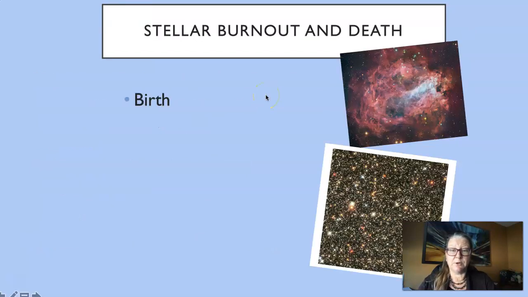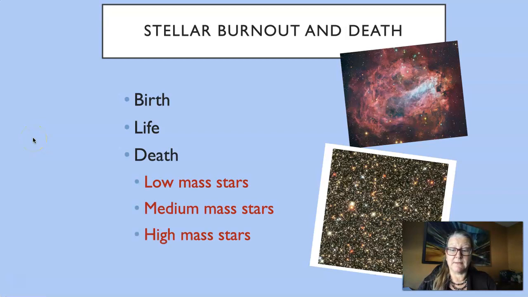So we've talked about the birth of stars before in nebula, like this picture here. And then life is basically on the main sequence, burning at whatever color that particular star is. The death of a star depends on its mass. So let's look at 3 different scenarios.